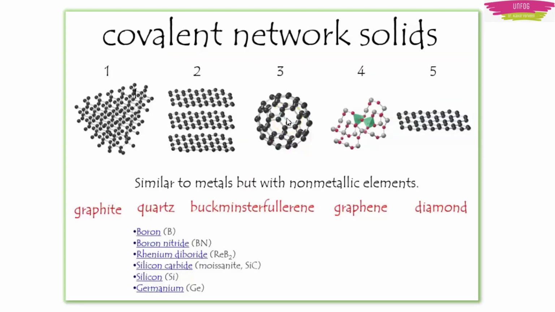Not only that, you have more examples like boron, boron nitride, rhenium diboride, silicon carbide, silicon, germanium. All these are covalent network solids. Actually, they play a role like a metal, but they have non-metallic elements in them. Clear, right? Okay.